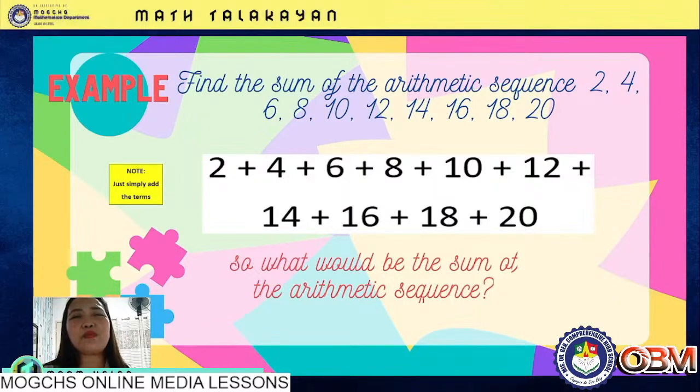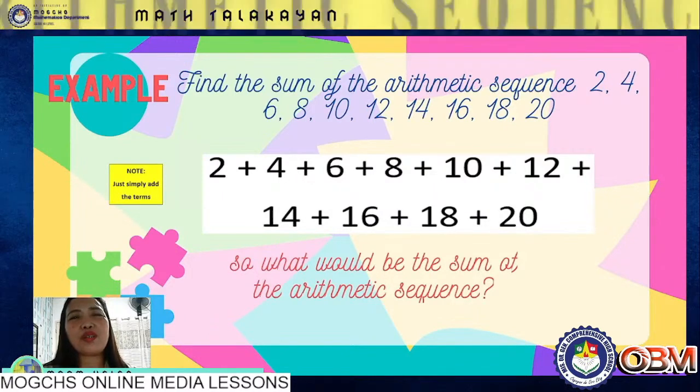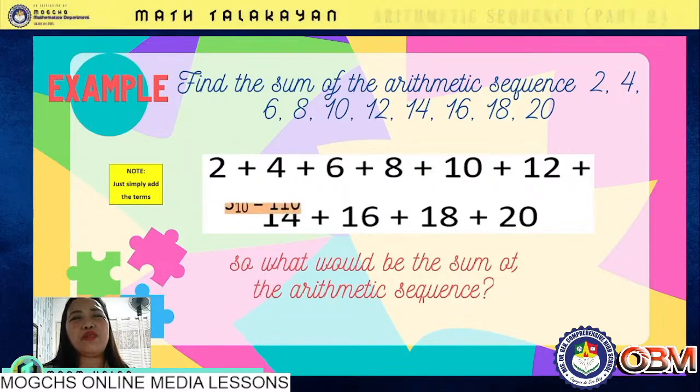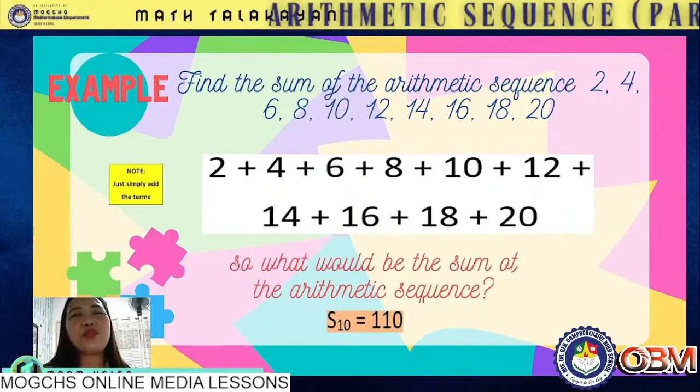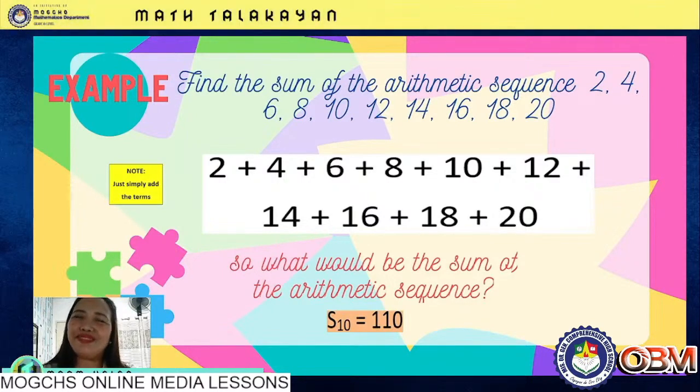Okay, time is up. What is your answer? Very good! The sum of the arithmetic sequence given is equal to 110. Good job!